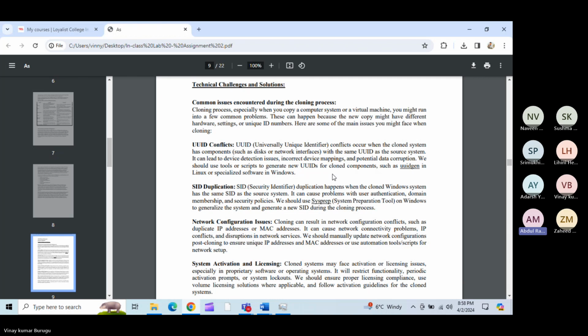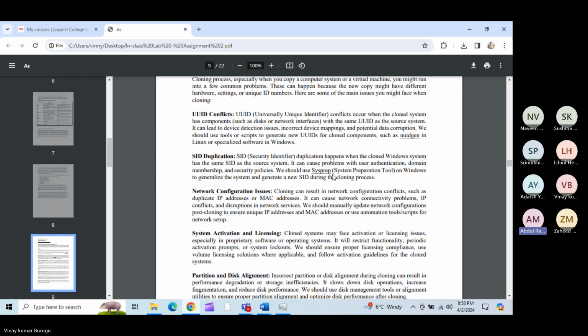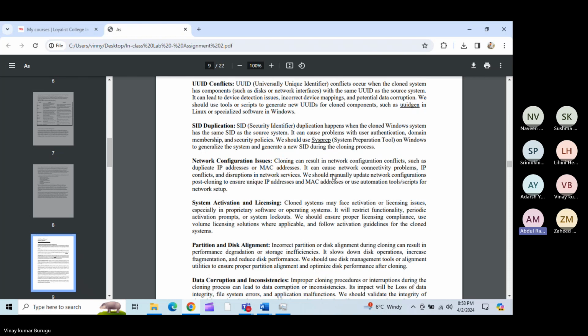data corruption. To mitigate this, tools or scripts like UUIDGEN in Linux or specialized software in Windows can be used to generate new UUIDs for cloned components. Similarly, SID duplication in Windows systems can cause authentication problems and security policy issues. Utilizing tools like Sysprep during cloning helps generalize the system and generate a new SID, addressing these concerns.